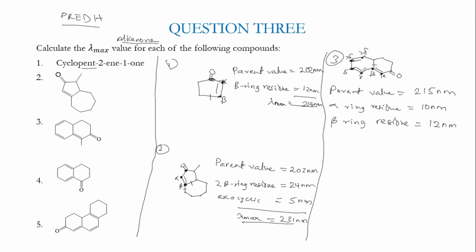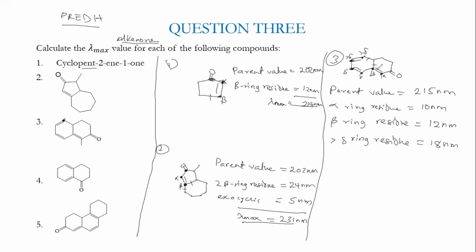Now, this is the gamma. Do we have any? No. This one, no. Greater here, no. At this point, we have one here, and we have one here. So we have greater than delta ring residues, and that's going to be 18 nanometers.